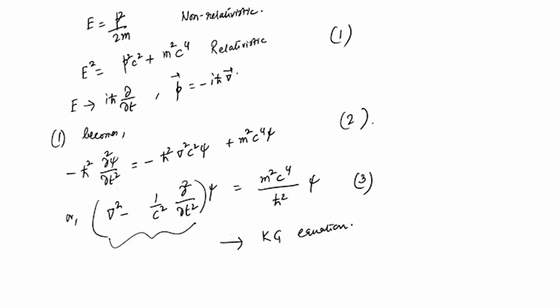And so, what is the difficulty with this equation? The difficulty comes when we try to write down the continuity equation, which is nothing but divergence of j plus del rho by del t is equal to 0. To remind you, j is the probability current density and rho is called the probability density.